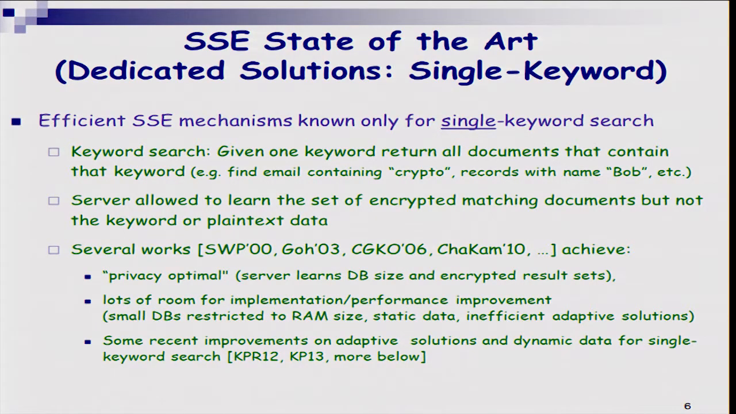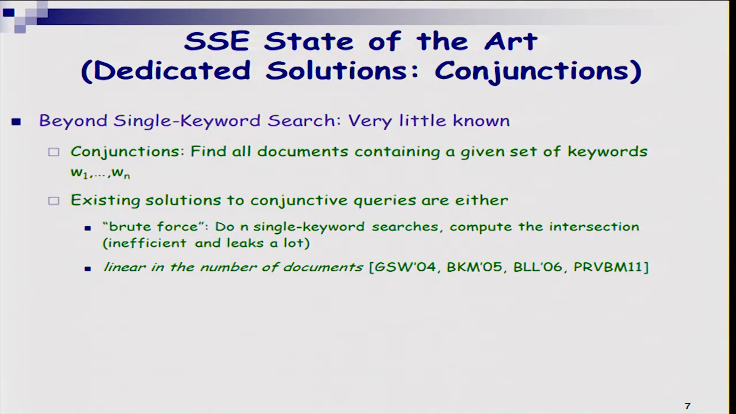Yet, from the practicality point of view, there is a lot of room for improvement on these works. They're mainly good for databases that can reside on RAM. There are some improvements lately, including our work. So what is beyond the single keyword? Then the next natural thing is conjunctions. Give me all documents that have a sequence of keywords W1, W2 to some WN.